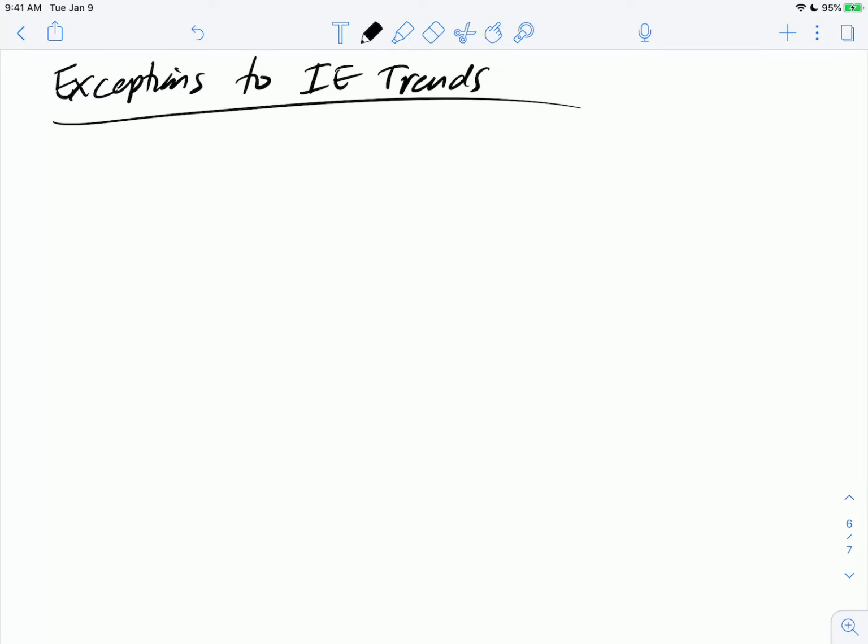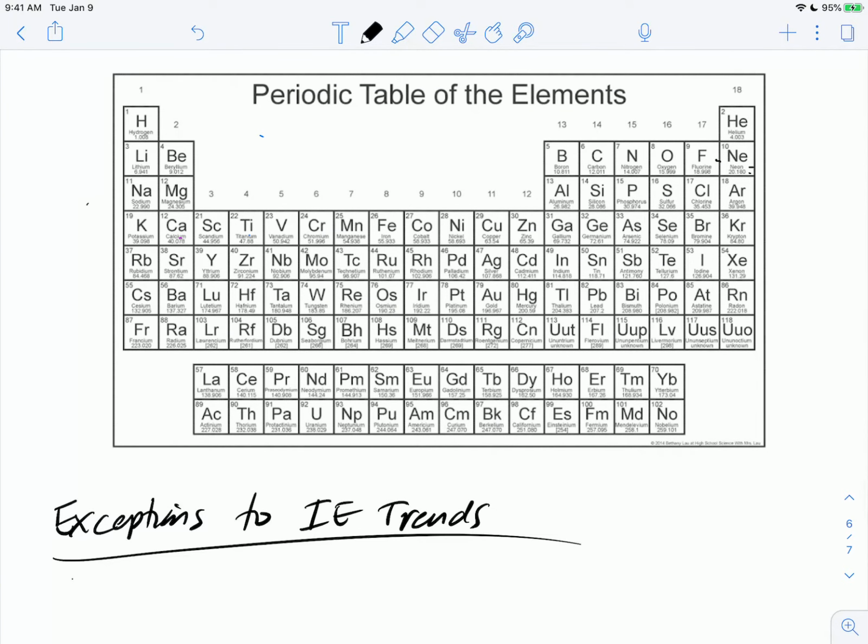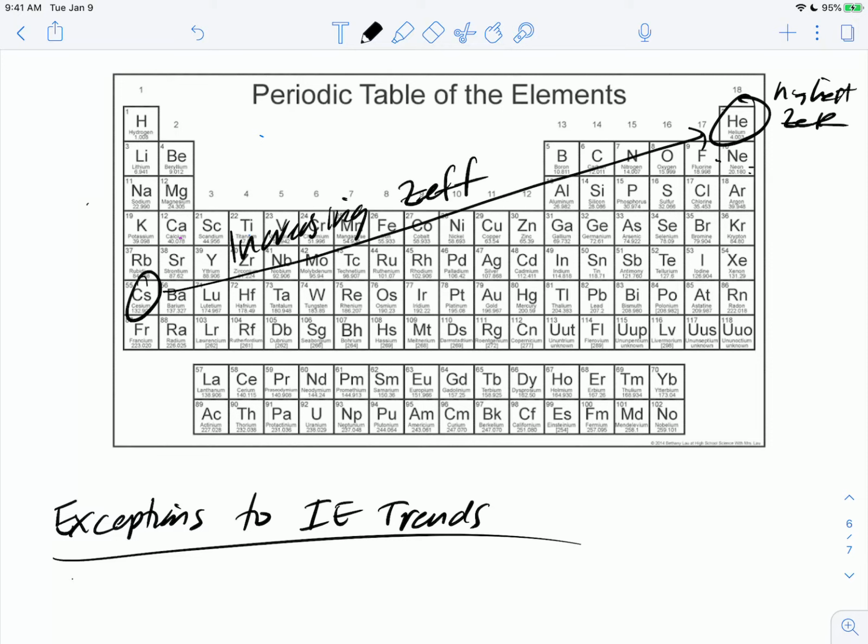So in general, we know that as we go across the periodic table, Z effective goes up. The highest Z effective is right here, and this is our lowest. So we know that generally our Z effective trends this way. So this is increasing Z effective. So we would expect that helium would have the highest ionization energy, and that as you go across a row, your ionization energy should increase. So that's the trend. We're going to see a couple of exceptions to that trend.